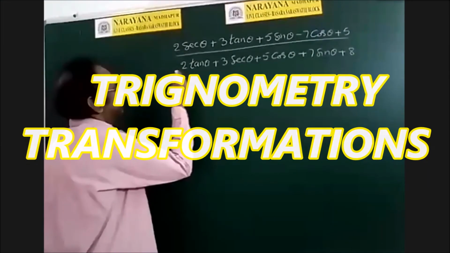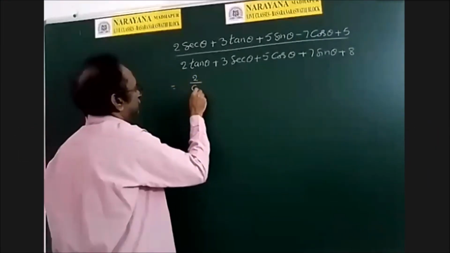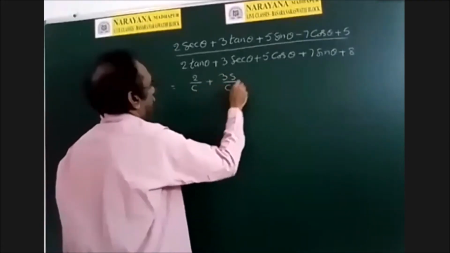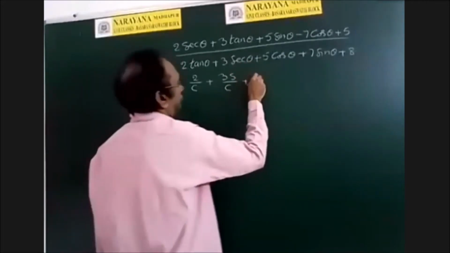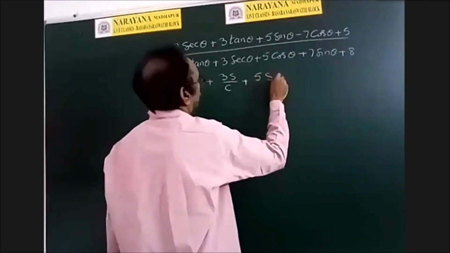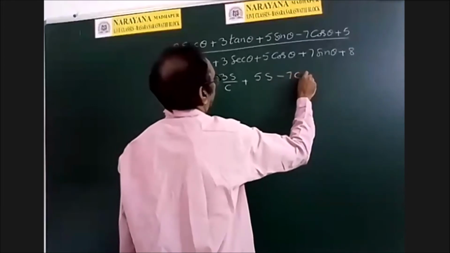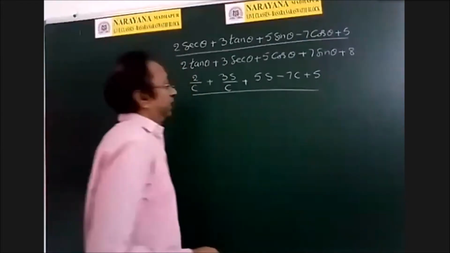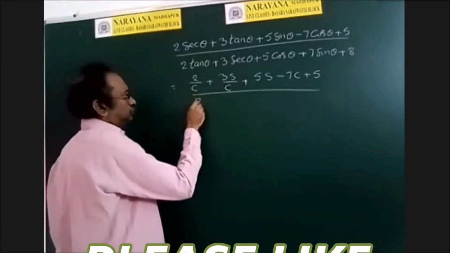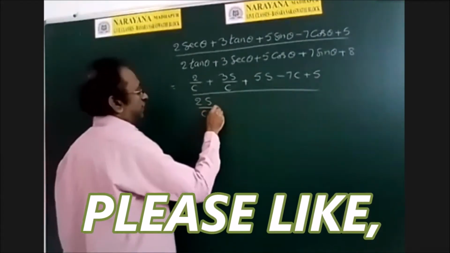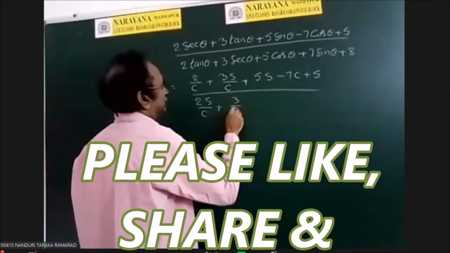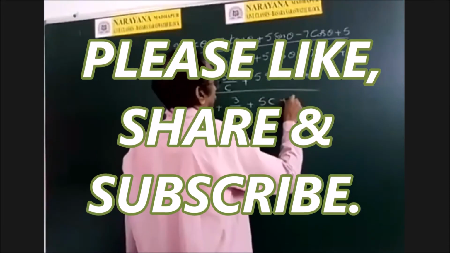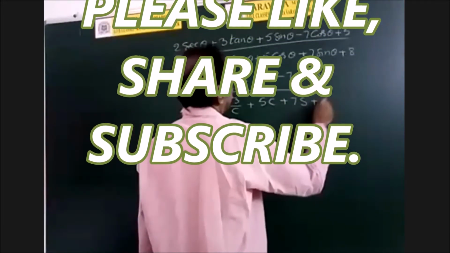This can be written as 2 by cos theta plus 3 sin theta by cos theta plus 5 sin theta minus 7 cos theta plus 5, whole by 2 sin theta by cos theta plus 3 by cos theta plus 5 cos theta plus 7 theta plus 8.